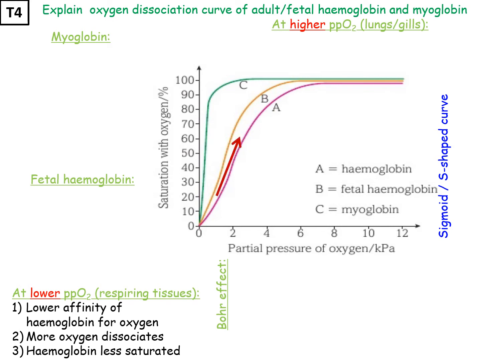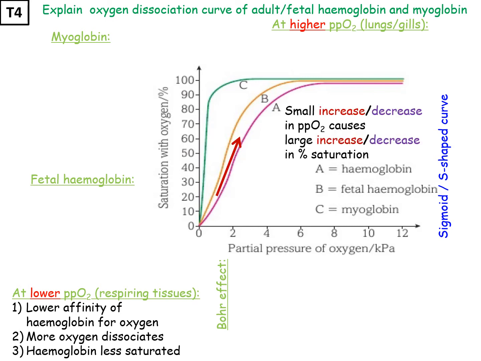The arrow shows that when you increase the partial pressure of oxygen slightly, there is a very large increase in percentage saturation of hemoglobin.